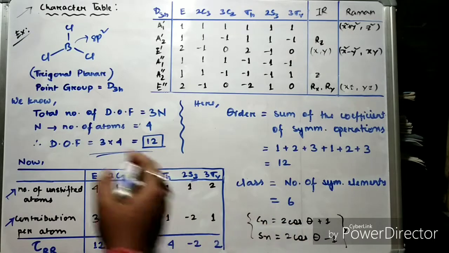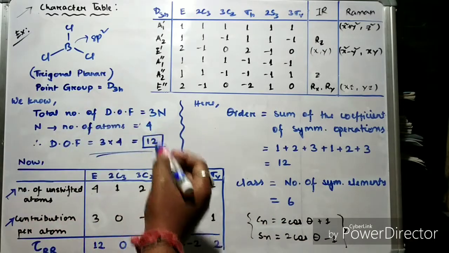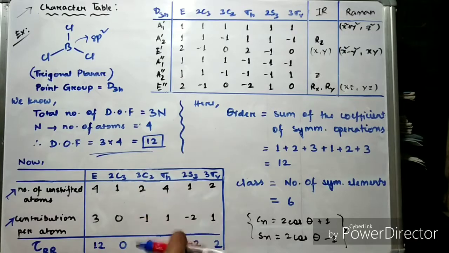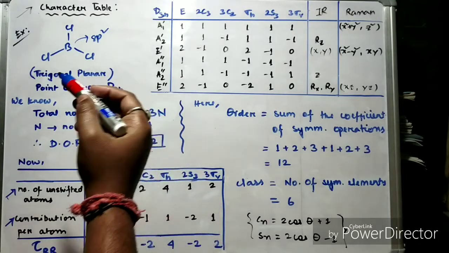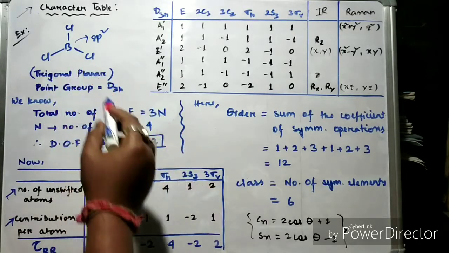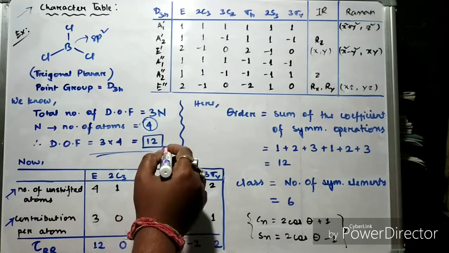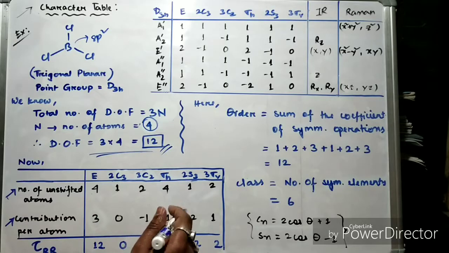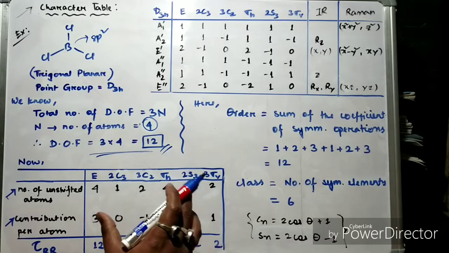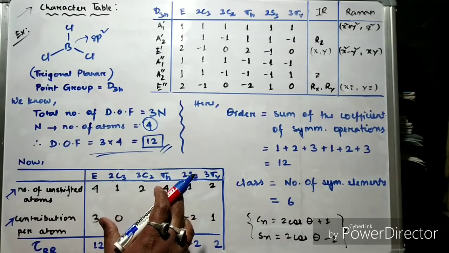So first of all, we know that the total number of degrees of freedom in any molecule is 3N, where N is the total number of atoms. So for this molecule there are 4 atoms, and therefore the total degrees of freedom will be 12. So the total degrees of freedom is 12.